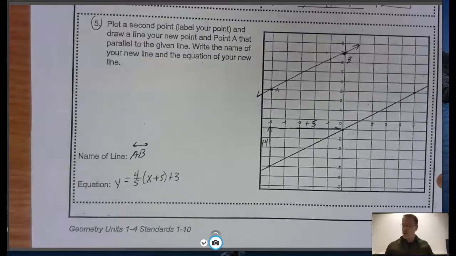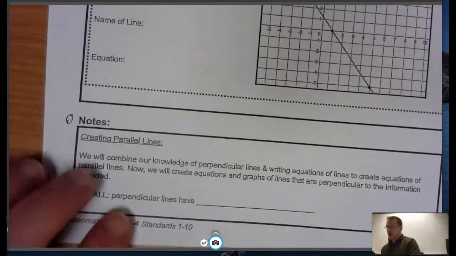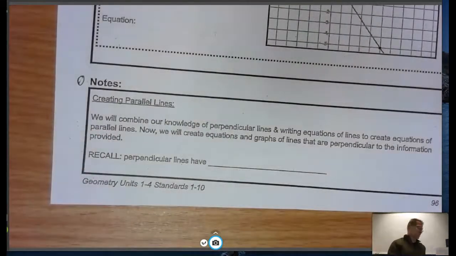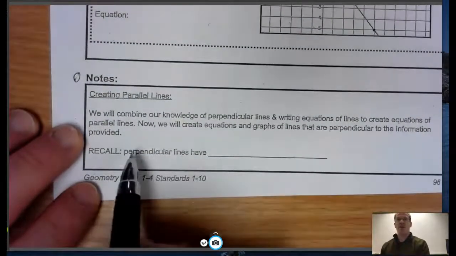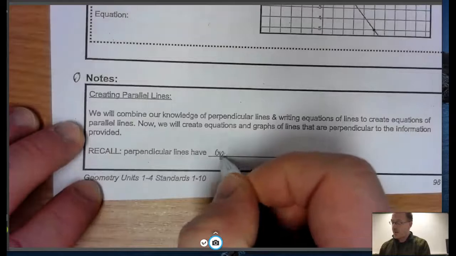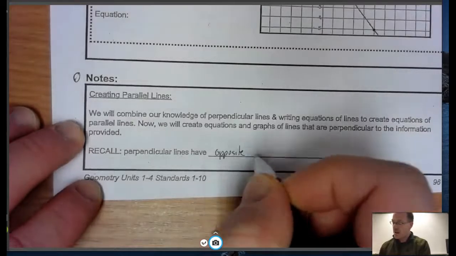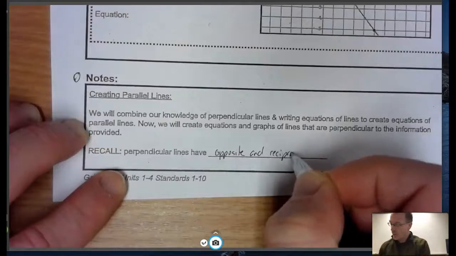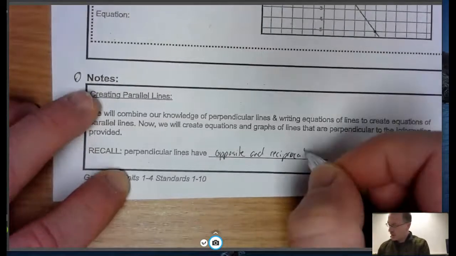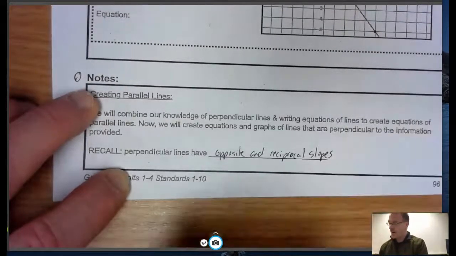Now, let me look at my paper here, let's flip to page 96. All right, and we're going to skip all those examples and just flip to page 96 here. And we're going to do perpendicular lines. And just to help you recall this, they have opposite, right? And we've said this already today. And reciprocal slopes. All right, there you go.